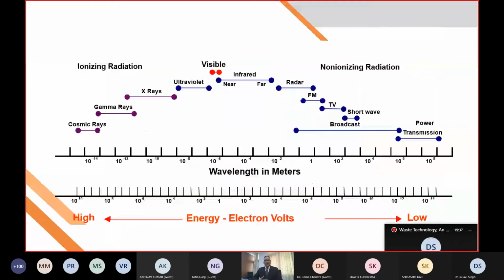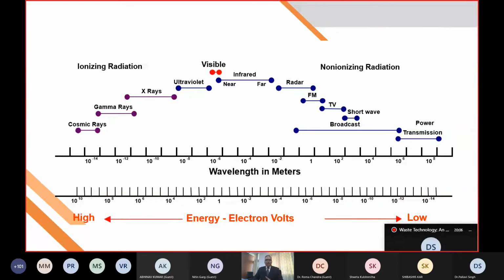So, if you see all the rays, ionizing and non-ionizing, you will find that cosmic rays, gamma rays, X-rays, and even ultraviolet come under ionizing radiation. And the rest, the visible part, infrared, radar, FM, TV, shortwave, broadcast, power transmission, are all non-ionizing fields.